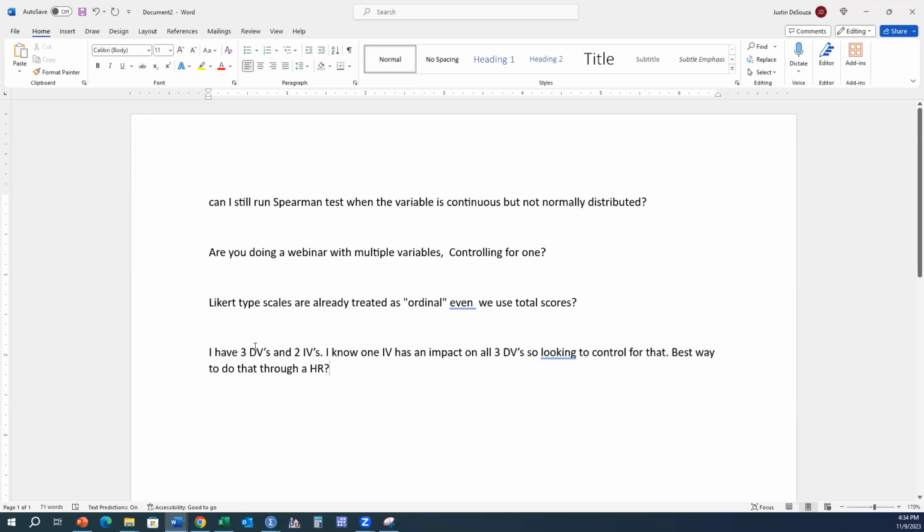All right, so I have three dependent variables and two independents. Aisling, my apologies. I have three DVs, so three dependent variables, and two independent variables. I know that one independent has an impact on all three DVs, so looking to control for them. I don't know what looking to control for means. You didn't mention a control variable. There have to be independent variables, dependent variables, and control variables.